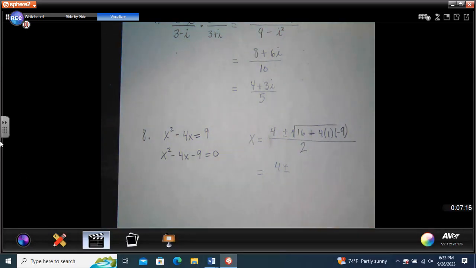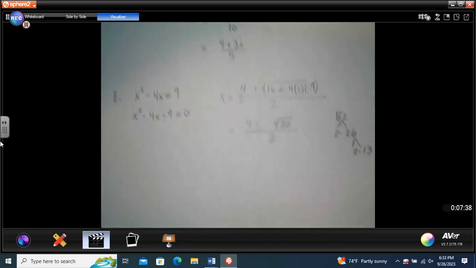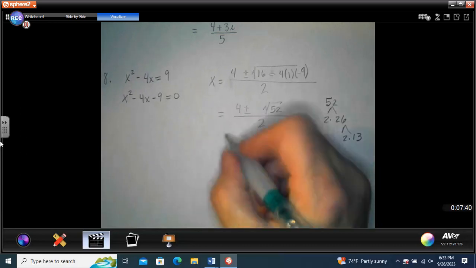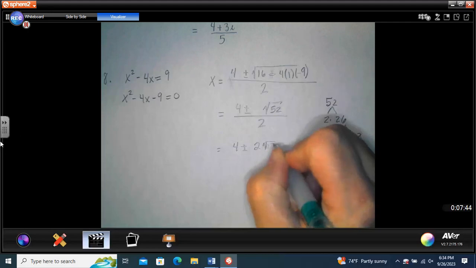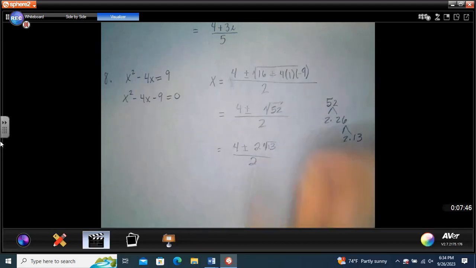So 4 plus or minus the square root of 52 all over 2. And then 52 is 2 times 26, and that's 2 times 13. So that's going to simplify to 4 plus or minus 2 square root 13 all over 2.